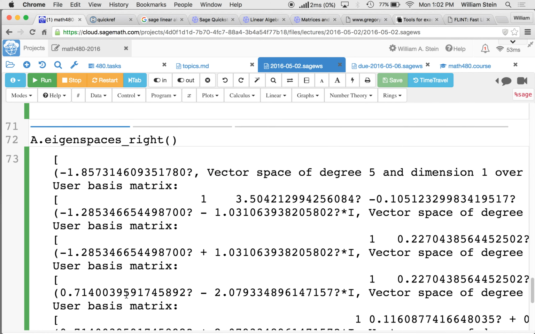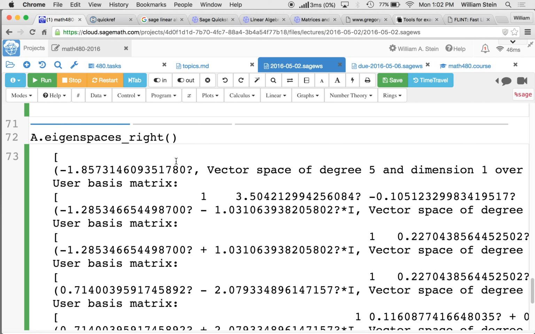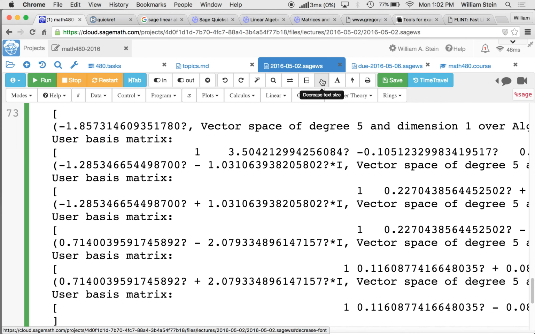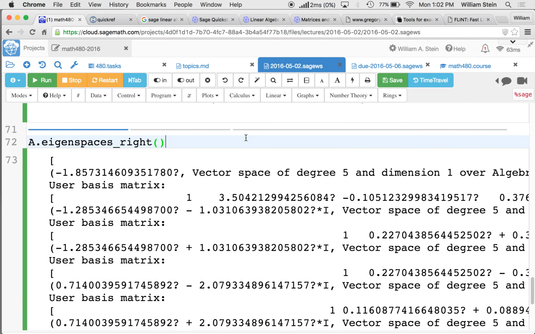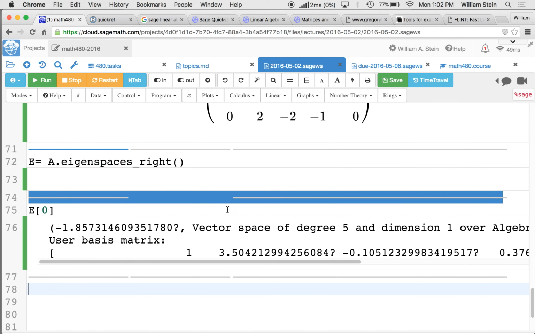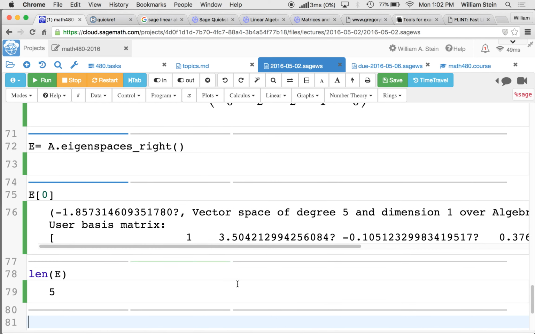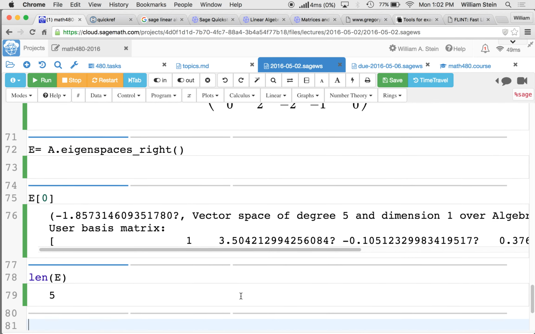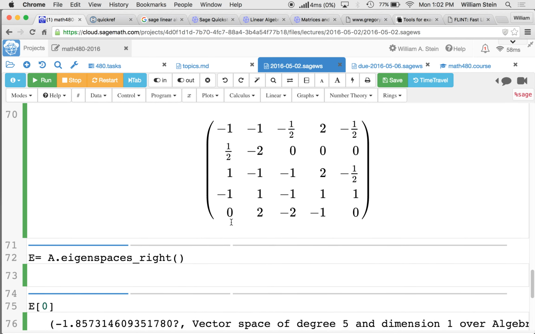So what this does is, it's kind of hard to see. I'll assign it to a variable and then tell you about it. I'll just give you E. So there are 5 eigenspaces. A is a 5 by 5 matrix. What this does is it computes the characteristic polynomial of this matrix, finds all the roots, and then for each root it computes the corresponding eigenspace.